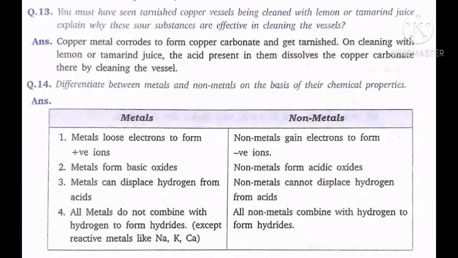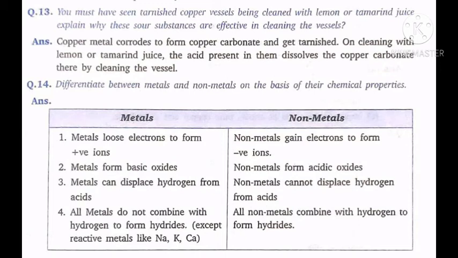Question number 13. You must have seen tarnished copper vessels being cleaned with lemon or tamarind juice. Explain why these sour substances are effective in cleaning the vessels. Answer. Copper metal corrodes to form copper carbonate and gets tarnished. On cleaning with lemon or tamarind juice, the acid present in them dissolves the copper carbonate, thereby cleaning the vessel.